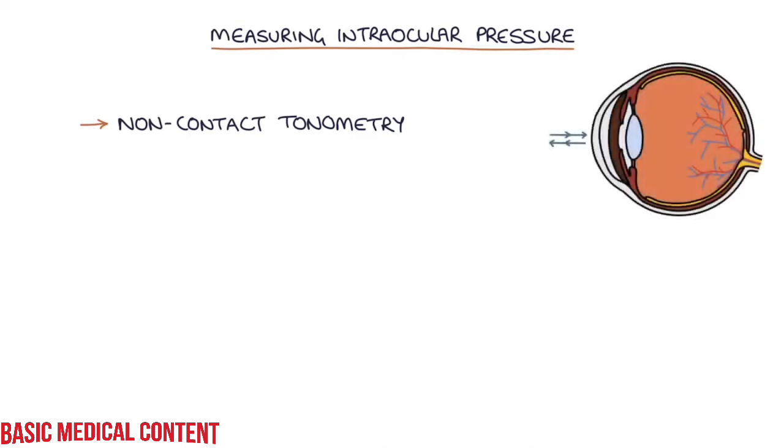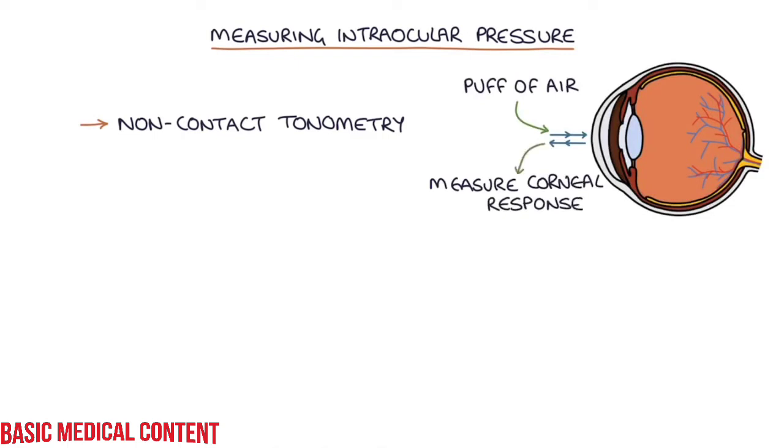And this involves shooting a puff of air at the cornea and measuring the corneal response to that puff of air. If the cornea has a lot of pressure inside it from glaucoma, it won't react very much when air is shot at it, whereas if you've got a very soft cornea with a lack of intraocular pressure, there'll be a large reaction to that puff of air. This is a less accurate way of measuring the intraocular pressure, but it gives a helpful estimate for general screening purposes.